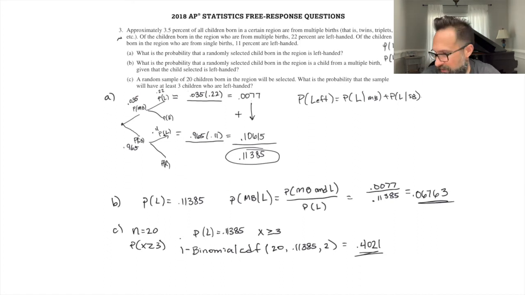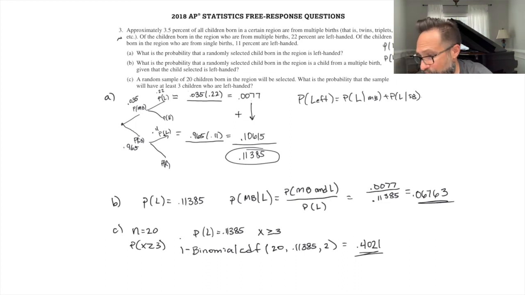For part B, this is a little quicker. It asks, what's the probability that a randomly selected child born in the region is from multiple births, given that they were left-handed? Well, you had to have part A. So if you made a mistake in part A, that error can transfer through without any negative impact on your score. I used the probability of being left-handed here, and I wrote the formula down for conditional probability. I said the probability of being left-handed and multiple births divided by the probability of being left-handed, and then I simply plugged in the values we were given to get the correct value of 0.0763.